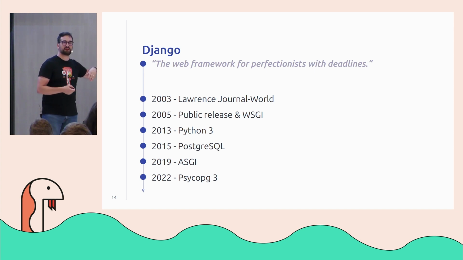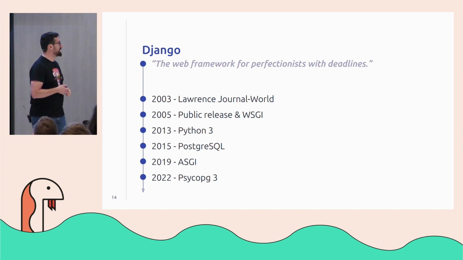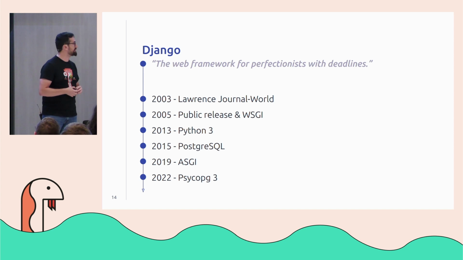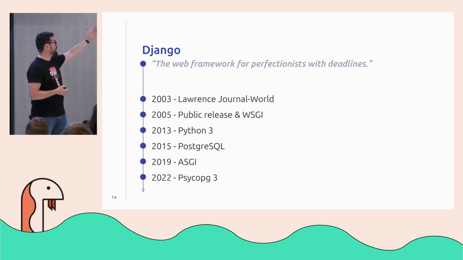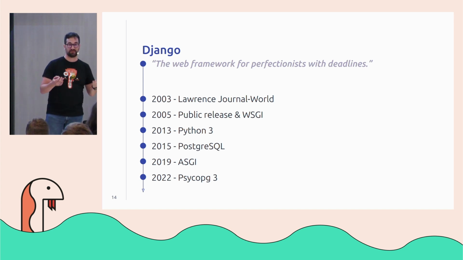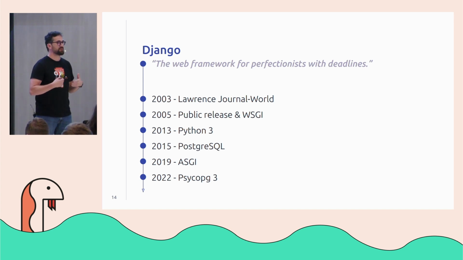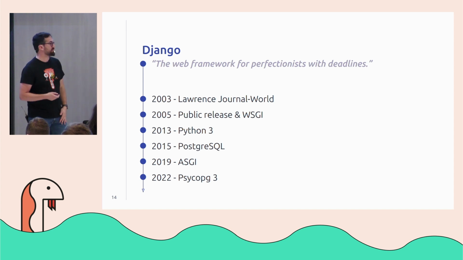This year, Django turns 20 years since it became public, and in this time, a lot of things have been implemented. One of the latest is ASGI, which is the base of FastAPI and other frameworks. So we continue to provide innovation and features.